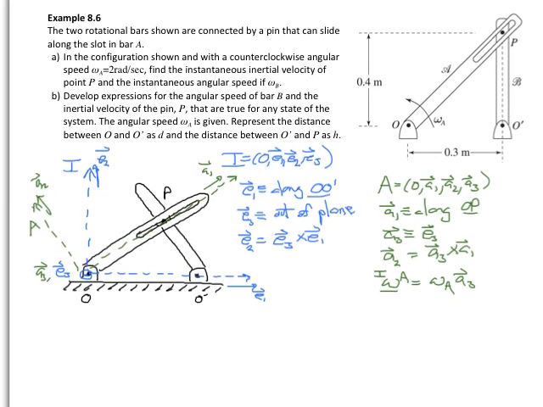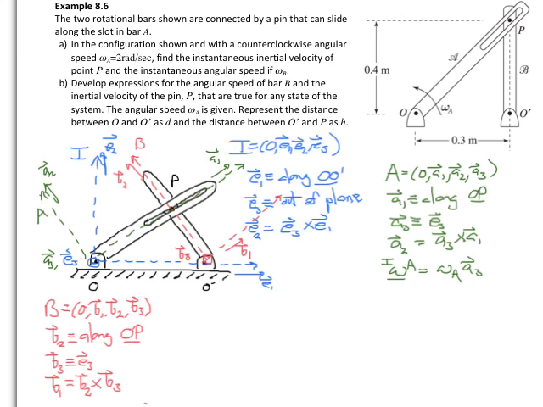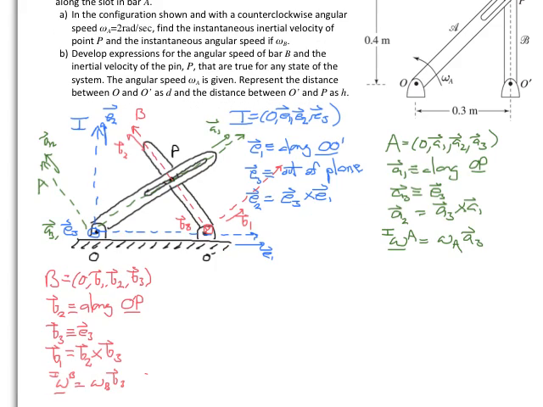And finally, a reference frame attached to bar B. This frame has an origin at O prime. B2 is in the O prime P direction. B3 the same as E3, and then B1 is the cross product of B2 with B3. And the angular velocity of the body frame B, as observed in the inertial reference frame, is omega B along B3.